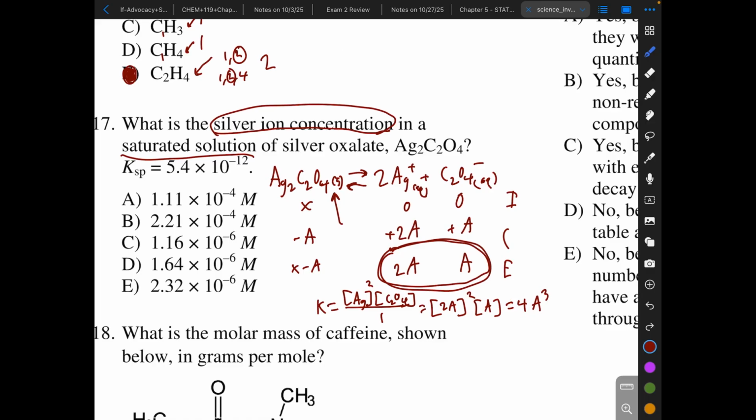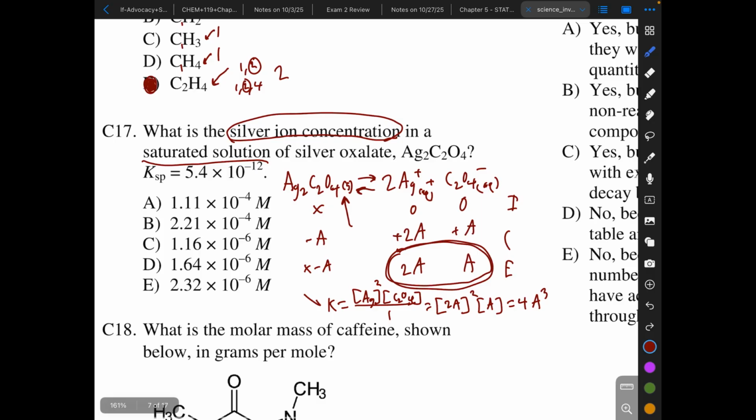Now, what do we do with that? Well, we are given the Ksp. So 4A cubed is equal to Ksp, which is 5.4 times 10 to the negative 12. So plug that into a calculator and solve for A. You will get A is equal to 1.11 times 10 to the negative 4.